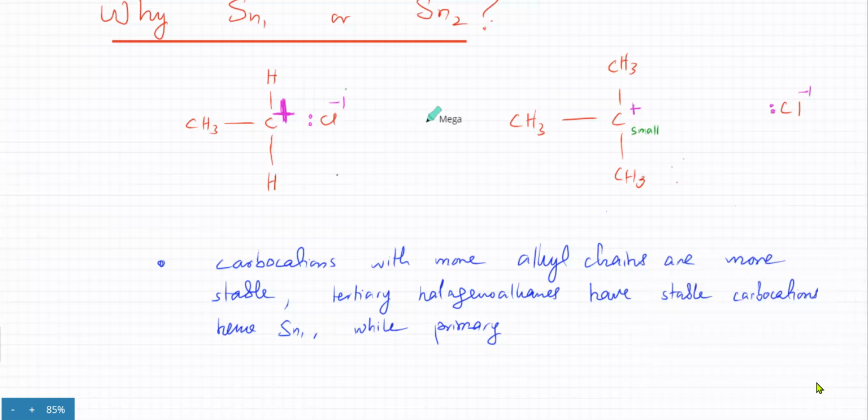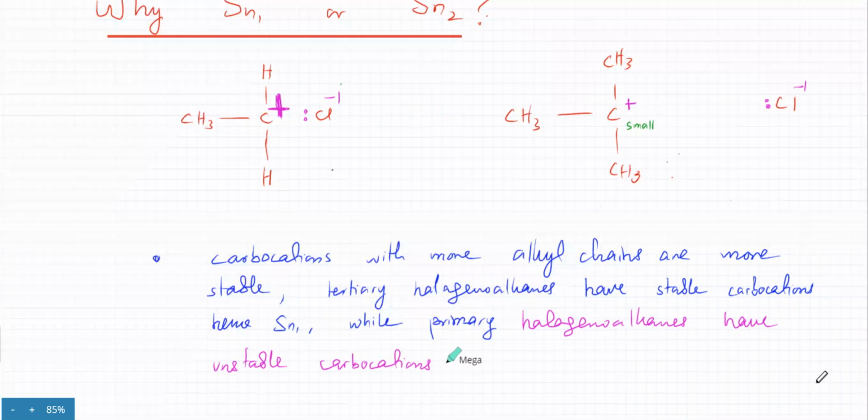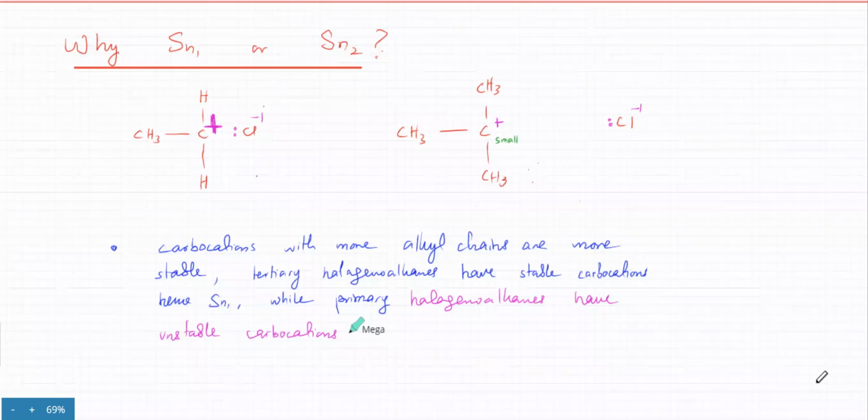So while primary halogenoalkanes, let me complete this, have unstable carbocations. That's the explanation that you're going to write. And hence it's an SN2 mechanism.